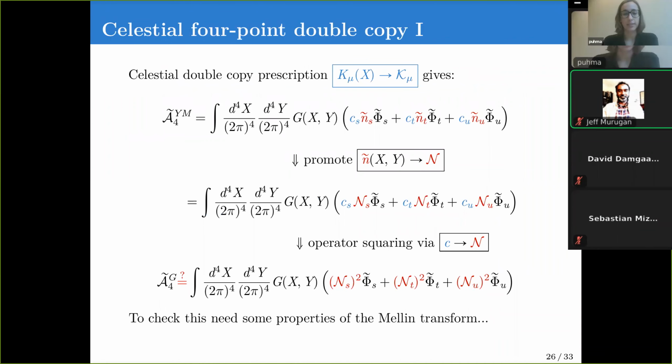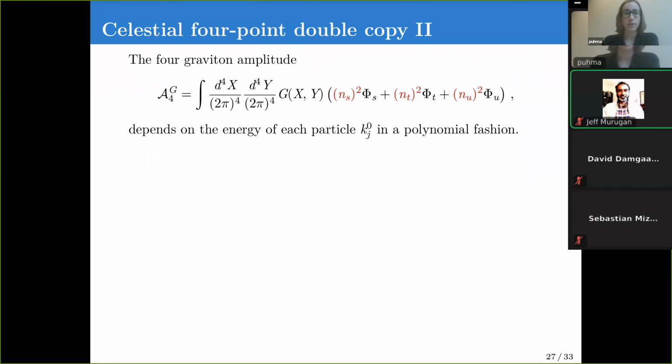Good. In order to check that this is true, we need to use some properties of the Mellin transform. So let's go back to the original 4-graviton amplitude, and let's write it in a way that makes the double copy manifest. So for the 4-graviton amplitude, we have this numerator squared, which depends on the momenta little k, which were space-time independent. And the capital phi's here were just the plane waves. Now, this expression depends on the energy of each particle, so the zero component of this momenta k, in a polynomial fashion.